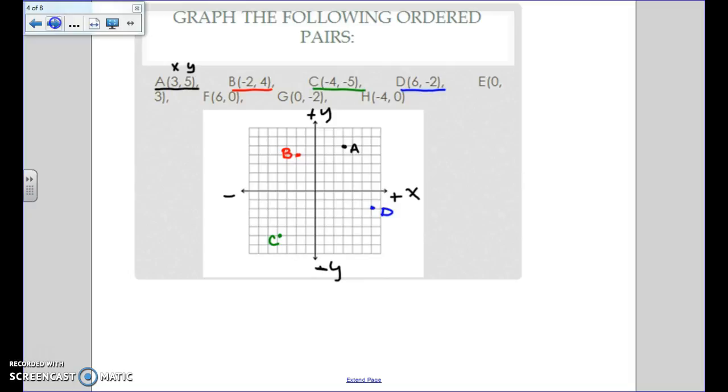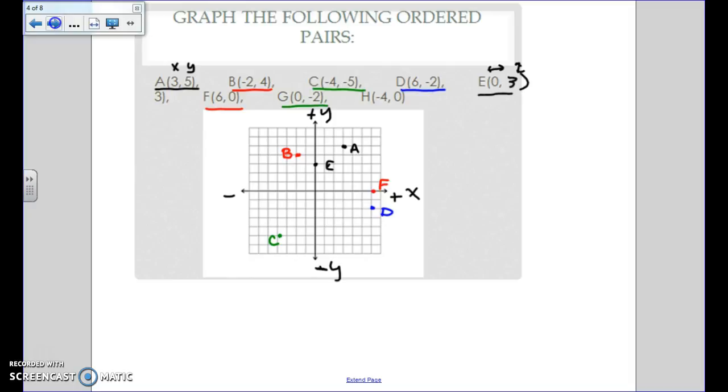And then we're over to E, and E kind of got switched to the next line on accident, 0, 3. So these are the tricky ones. I'm moving left and right 0, up and down 3. So left and right 0, up 3. E would actually be right there on the y-axis. Then we have 6, 0, 1, 2, 3, 4, 5, 6 to the right in the positive direction, there's F.